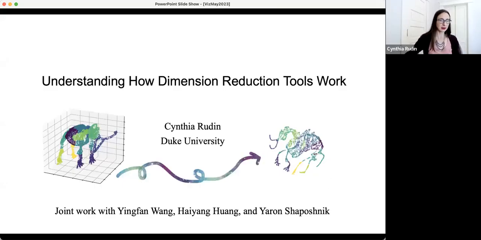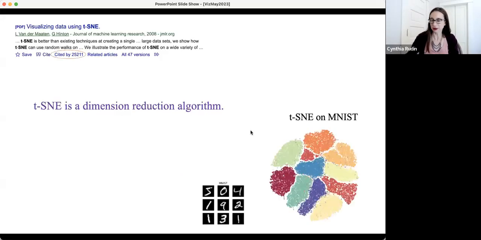Okay, so I'm going to talk about how dimension reduction tools work. You may have heard of t-SNE, which is the most famous dimension reduction algorithm, or UMAP. Those are both famous dimension reduction algorithms.